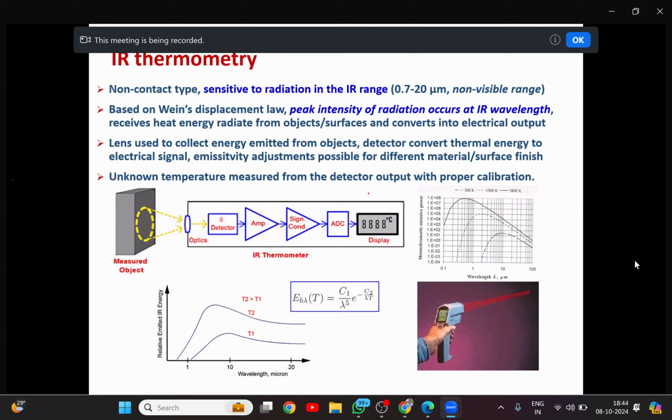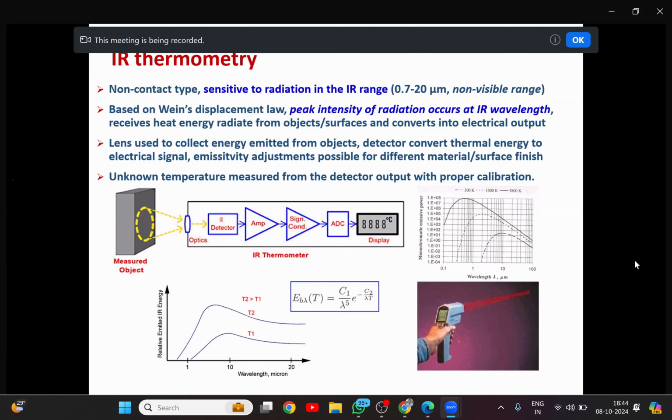And as you know, the temperature that you measure using IR thermometry is not in the visible range. It is typically in the range of 0.7 to 20 micron.